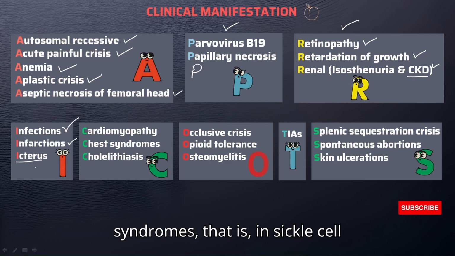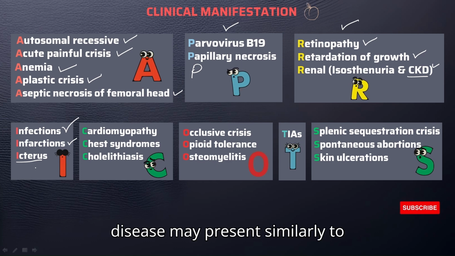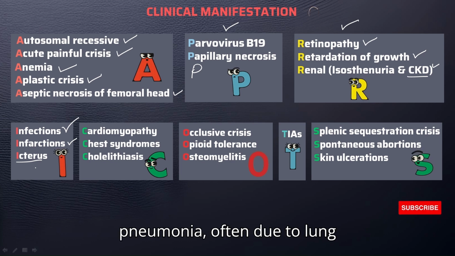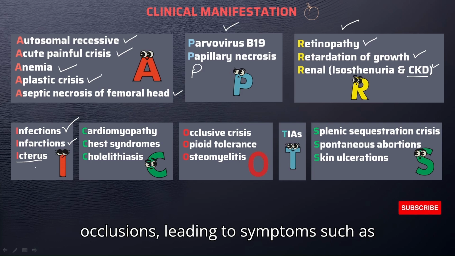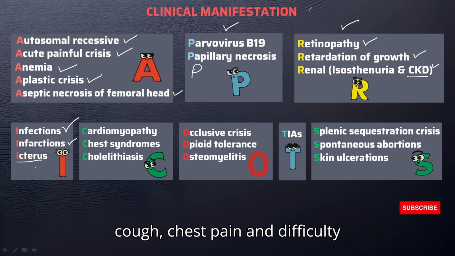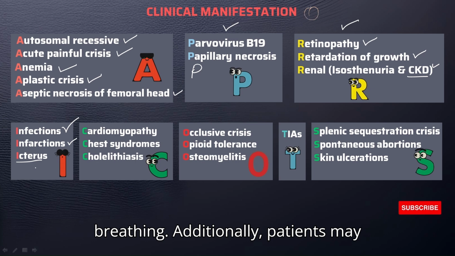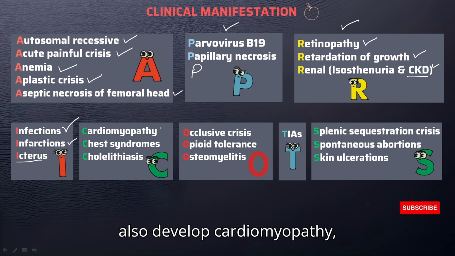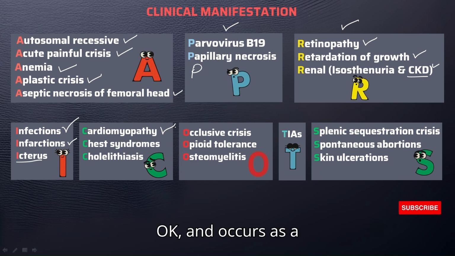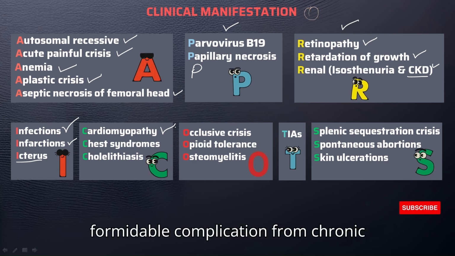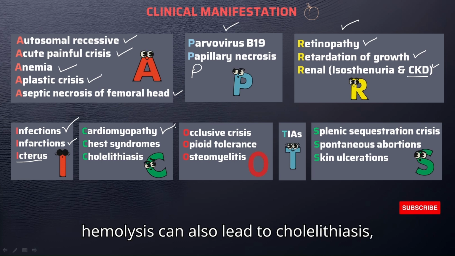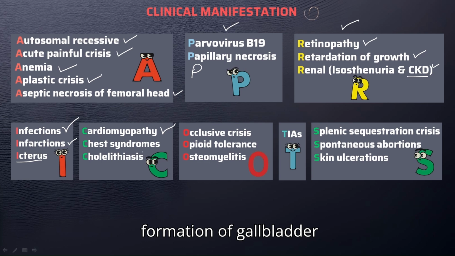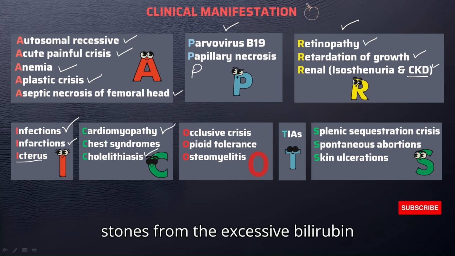Chest syndromes in sickle cell disease may present similarly to pneumonia, often due to lung infections or pulmonary vaso-occlusions, leading to symptoms such as cough, chest pain, and difficulty breathing. Additionally, patients may also develop cardiomyopathy, a formidable complication from chronic anemia and hypoxia. The chronic hemolysis can also lead to cholelithiasis, formation of gallbladder stones from the excessive bilirubin pigments.